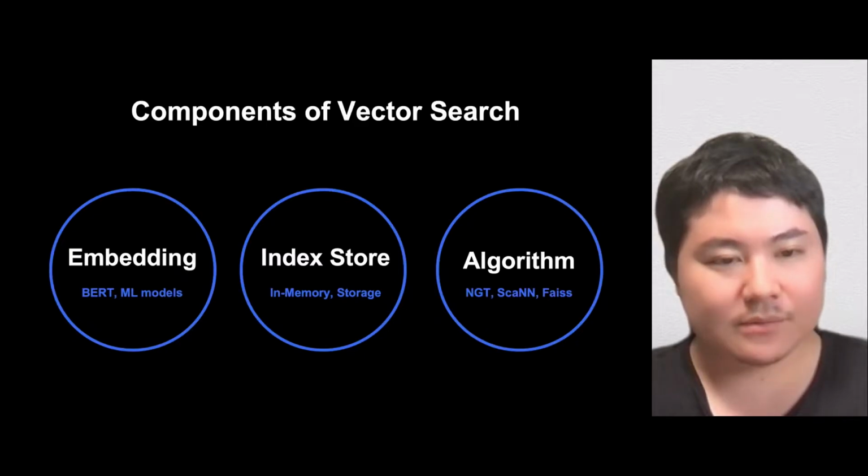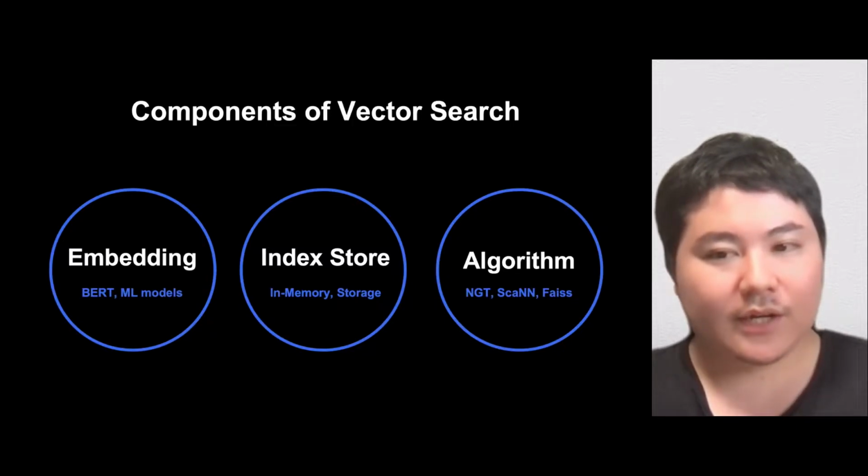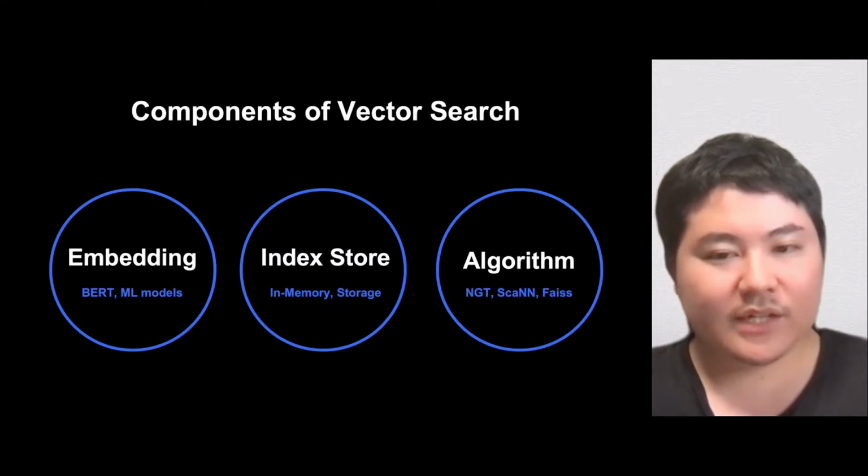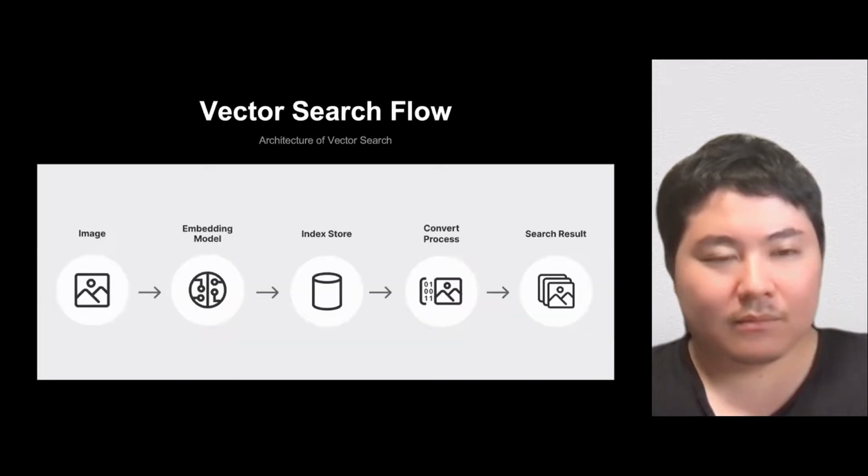Three components are required to achieve vector search: embedding model, index stores, and search algorithm. The embedding model is responsible for converting object data to vectors using machine learning models such as BERT. The index store is a layer that stores the vector index to be searched, and it can be memory, storage, or a database, with various variations. And the algorithm is the core logic of vector search. Examples include NGT, ScaNN, and Faiss.